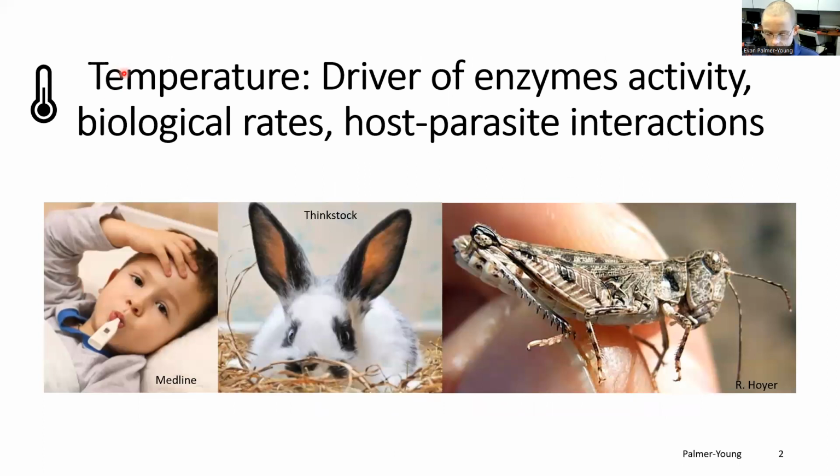Temperature is a fundamental driver of enzymatic and biological processes. One process that can be profoundly influenced by temperature is infection of hosts by parasites. A common response to infection in humans and other animals is fever, an elevation of body temperature. These high temperatures can directly inhibit parasite growth, potentiate host immunity, and ameliorate infections in mammals, reptiles, insects, and even plants.